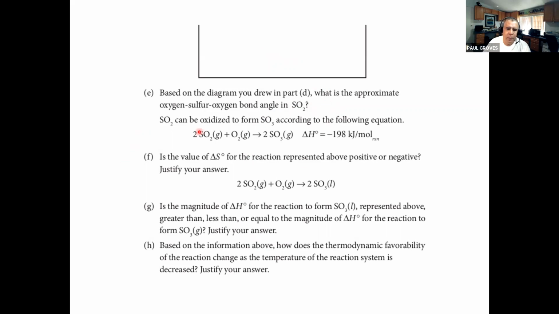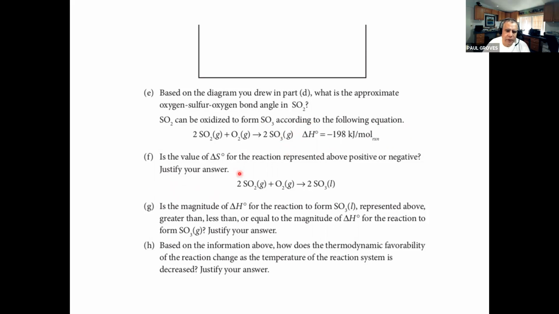Now, SO2 can be oxidized to form SO3. So notice right here between E and F, we've actually changed our reaction. Make sure kids notice that, because sometimes they go back and use information from their first chemical equation. It can be oxidized, and here the delta H is negative. That means it's going to give off heat. Heat's on the right side, it's exothermic.